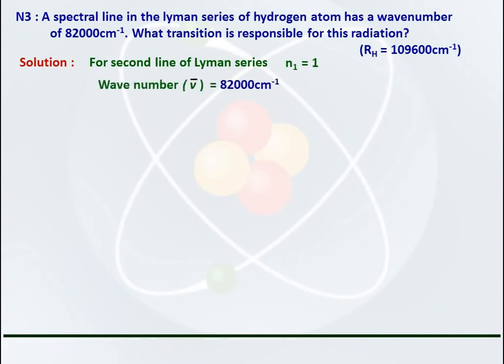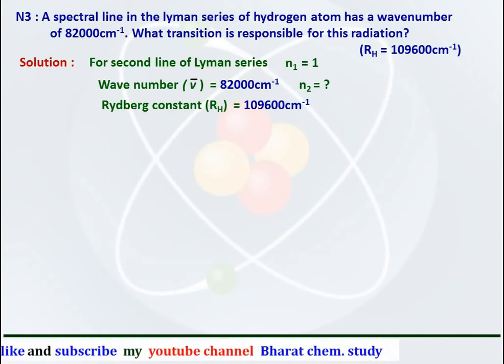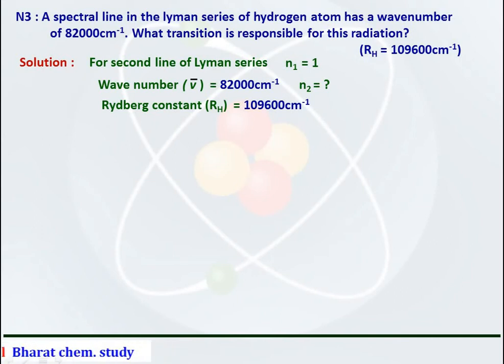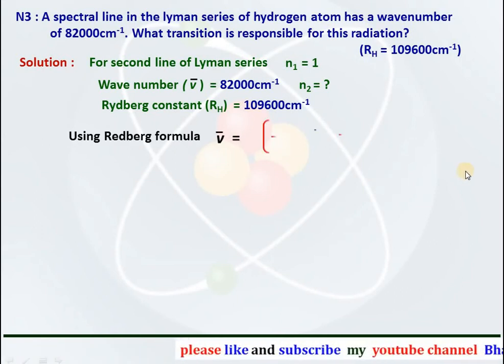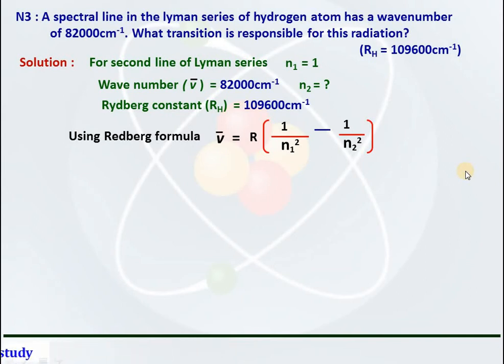So the solution is that for the line in Lyman series n1 is equal to 1. Wave number here is given as 82000 centimeter inverse. n2 we have to calculate. Rydberg constant RH is also given, 109600 centimeter inverse. So here second line is written by mistake. Now using the Rydberg formula, the wave number is equal to R into 1 upon n1 square minus 1 upon n2 square.